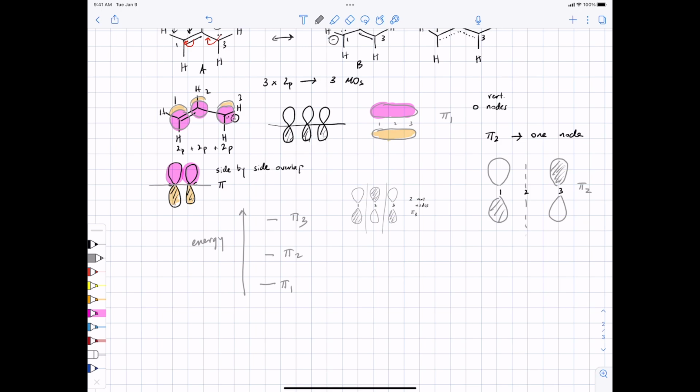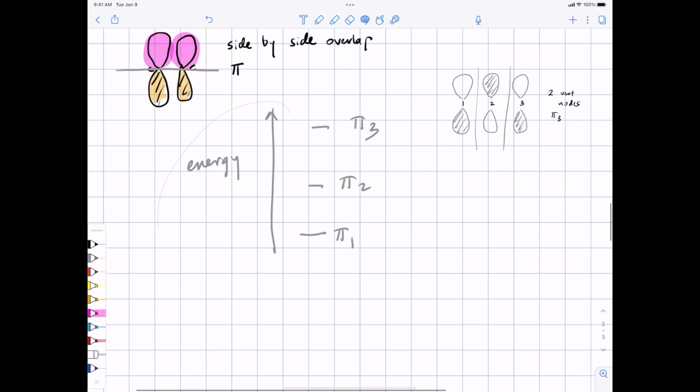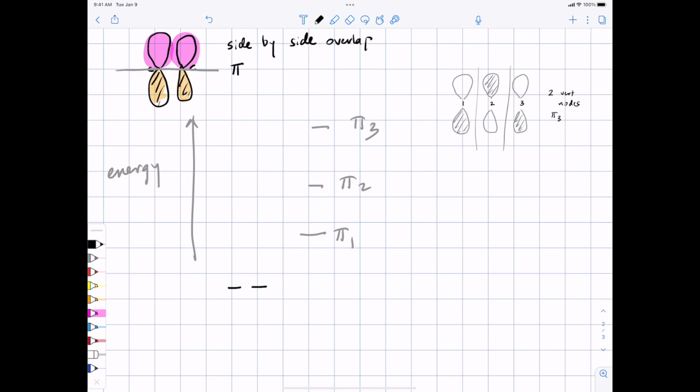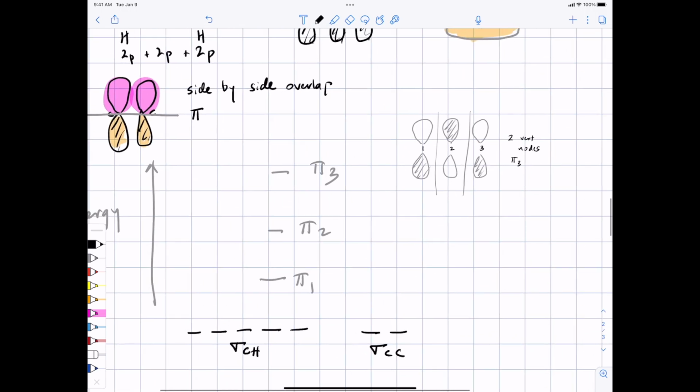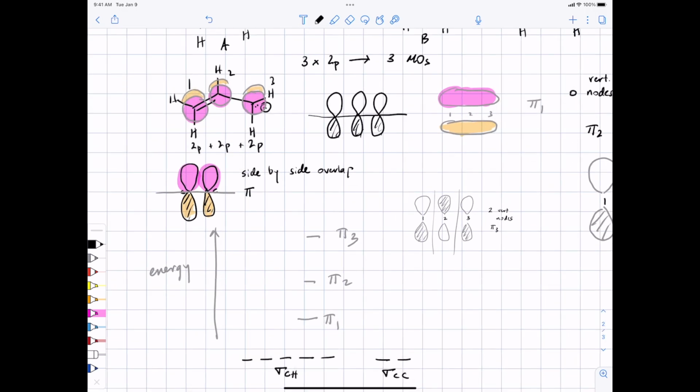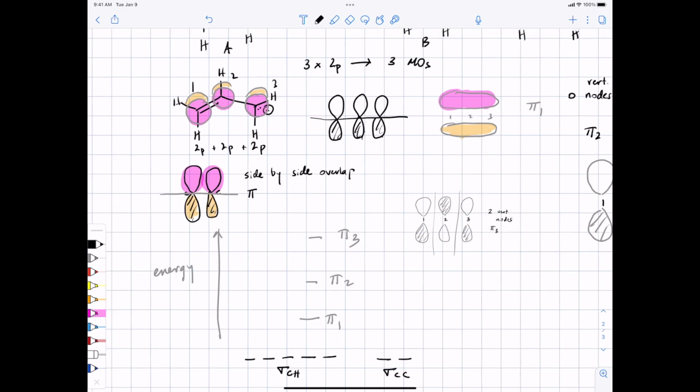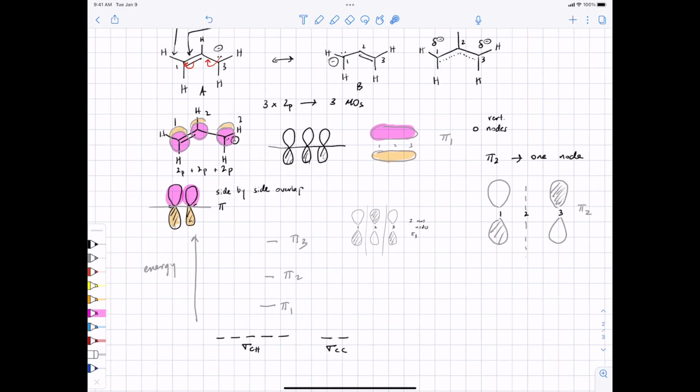Where would the sigma bonds be in terms of energy? Sigma bonds are always going to be lower than pi bonds. So if we wanted to include them in our diagram, we're going to have, I can't remember how many we decided, 5 carbon-hydrogen sigma bonds, 2 carbon-carbon sigma bonds, is that right? Yes-ish. Now that we've ranked the orbitals, we're ready to talk about reactivity of the molecule by looking at electron pairs.